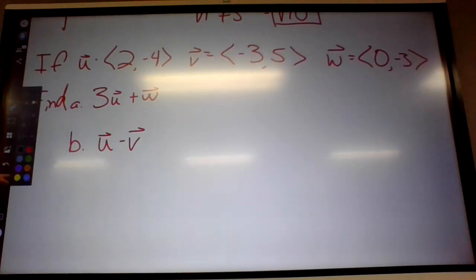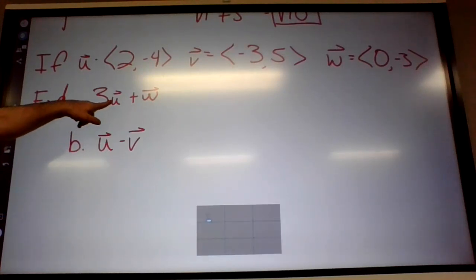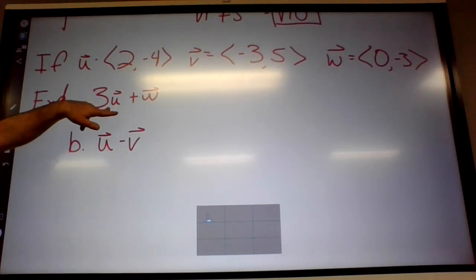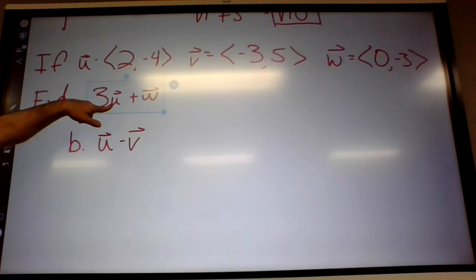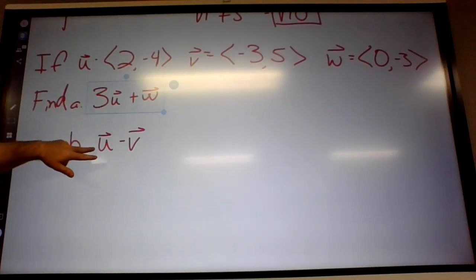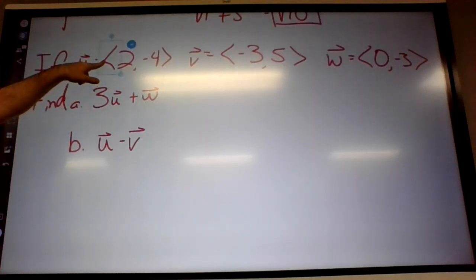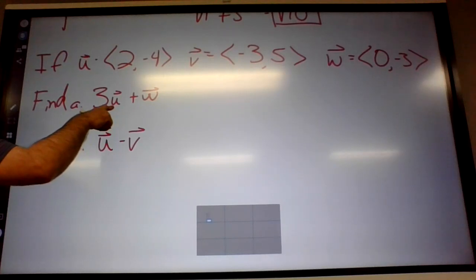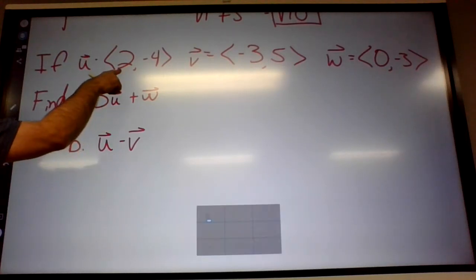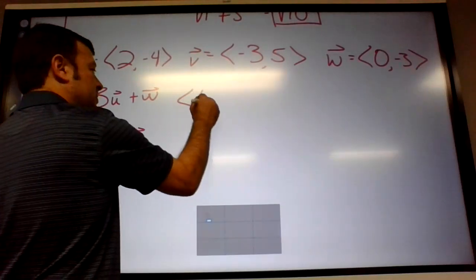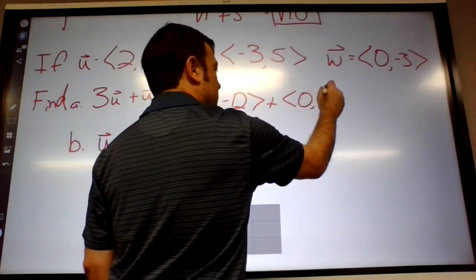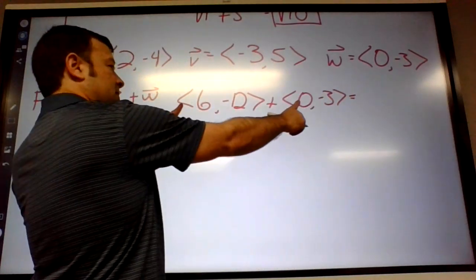All right, here we go. So how do I do 3u plus w? By the way, the book notation and my notation are sometimes different. They use bold U to stand for a vector instead of the symbol, so it looks a little bit different. Also, they don't use these symbols, they use parentheses, but these are better. Anyways, what's 3 times vector U? 6, -12. So we need to do 6, -12 plus vector W, 0, -3, and that gives us 6, -15.